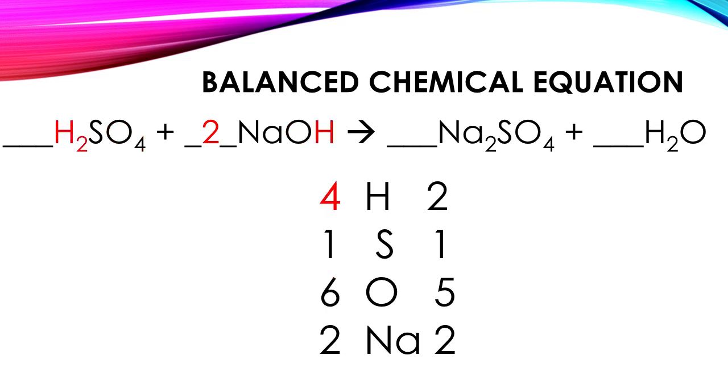It also changes the number of our hydrogens. We still have the 2 from our sulfuric acid, but now we have 2 more hydrogen from the sodium hydroxide, for a total of 4 hydrogen atoms. If we put a 2 in front of our water molecule, because that's the only place that hydrogen is on the product side, now we'll have 2 water molecules, and that gives us a total of 4 hydrogen atoms.